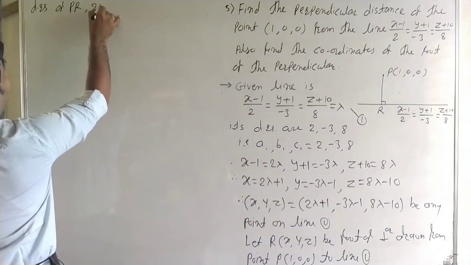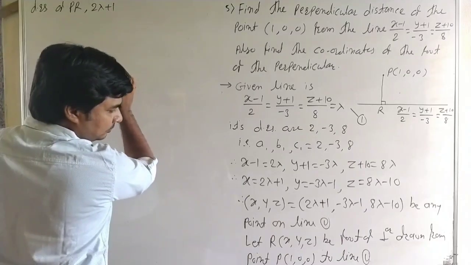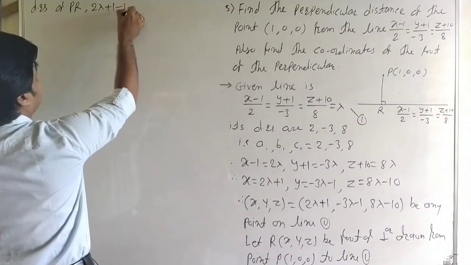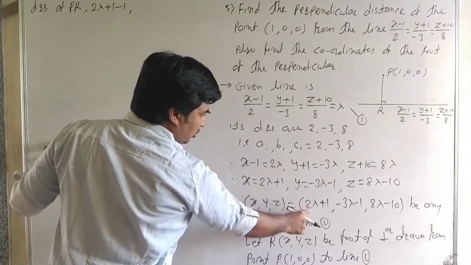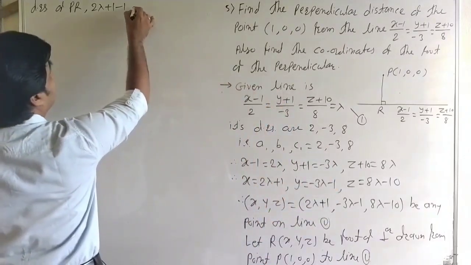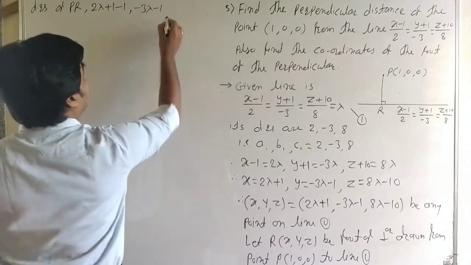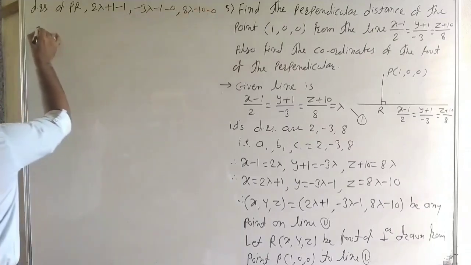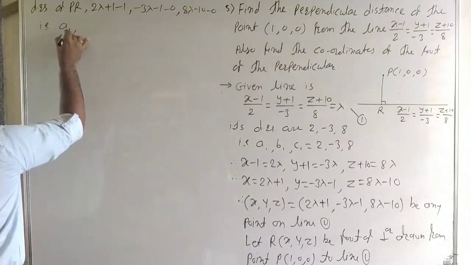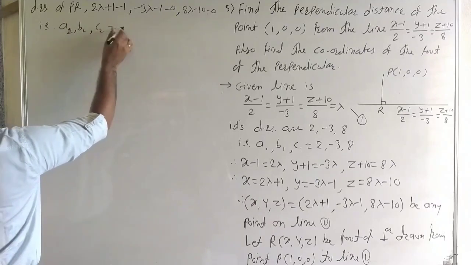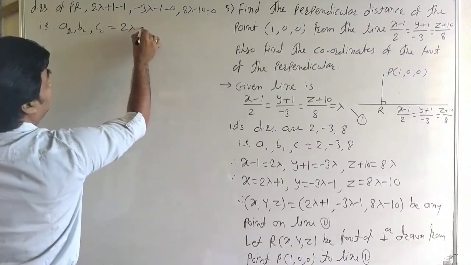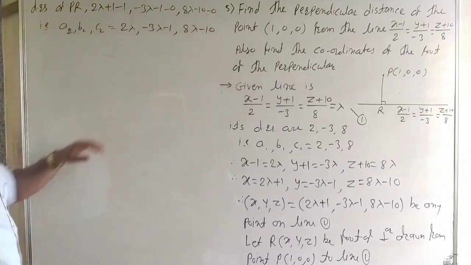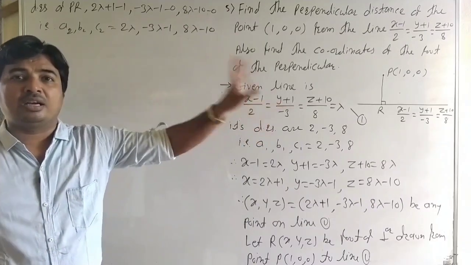That means 2 lambda plus 1 minus 1, see carefully, then minus 3 lambda minus 1 minus 0 and 8 lambda minus 10 minus 0. That is a2, b2 and c2: 2 lambda, minus 3 lambda minus 1 and 8 lambda minus 10 are the direction ratios of PR, and we know that PR and the line are perpendicular.